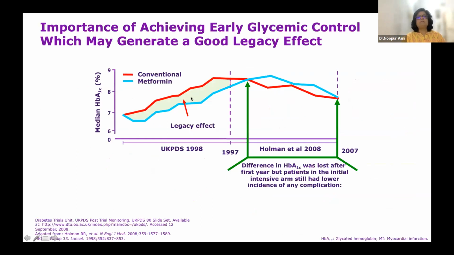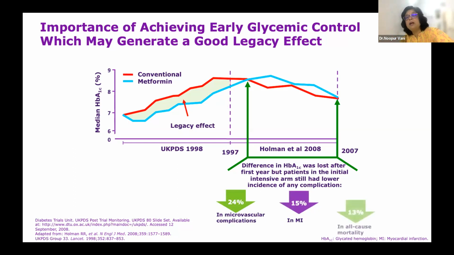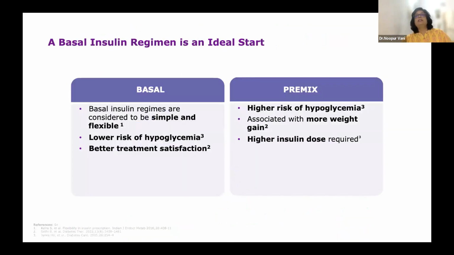Now, this is something very, very important. We all know the legacy effect. The red is the conventional and the blue is the patients who were on metformin. This was taken from the UKPDS, and we see that those patients who had better glycemic control initially definitely had a decrease. See the massive decrease in microvascular complications, 24%, 15% in MI, and 13% in all-cause mortality later in life, from 1998 to 2008. So the initial strict diabetic control is going to show its effect later in life, and this can be explained.